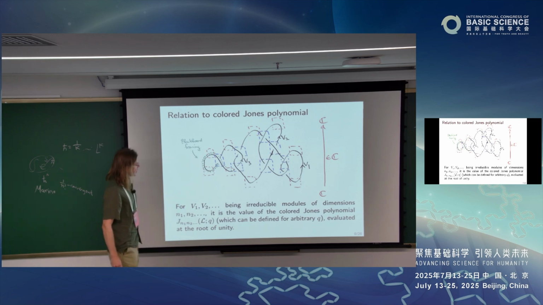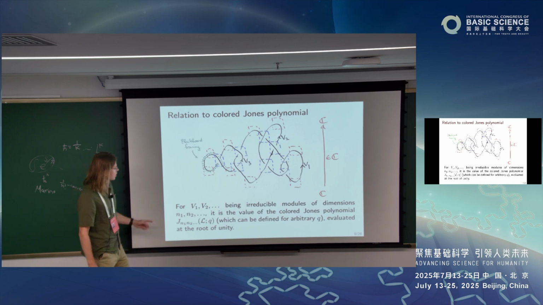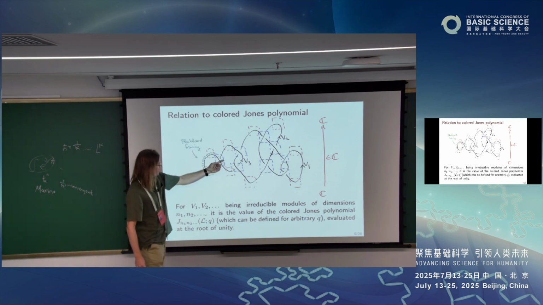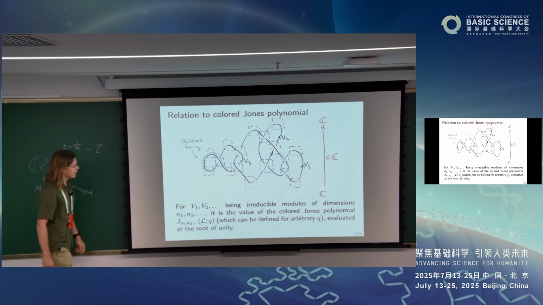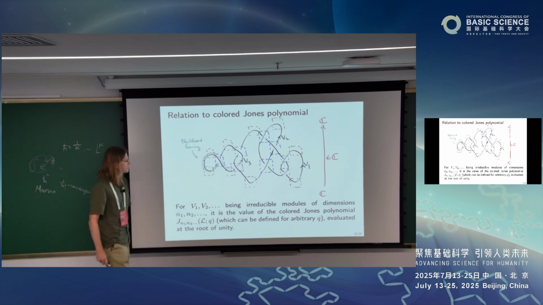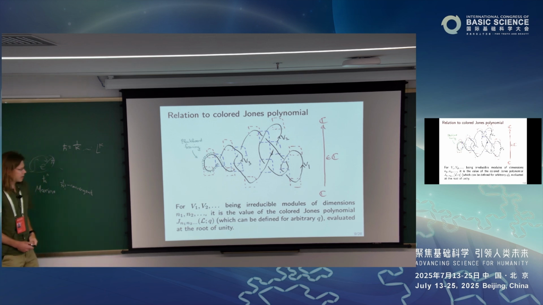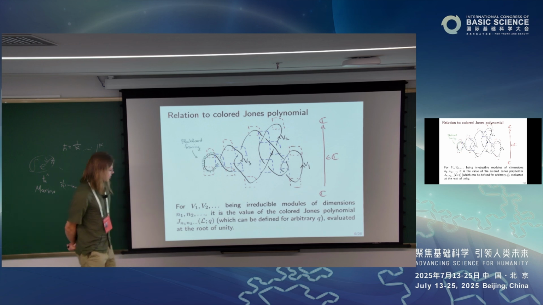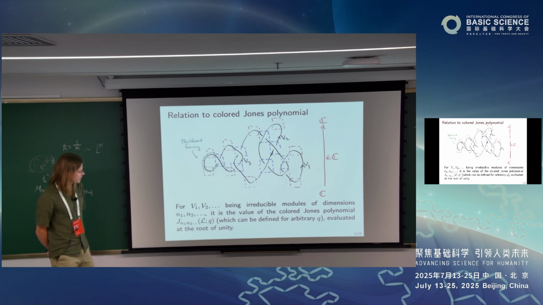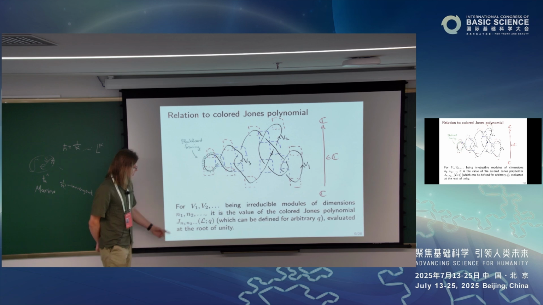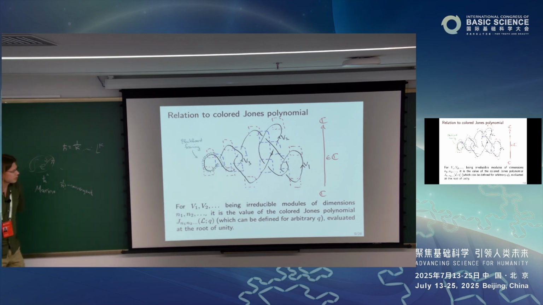Here it's important to mention that this gives us an invariant of framed links, where we assume that framing can be understood as a choice of nowhere vanishing normal vector to the component. Like here it's shown in green, and we use a convention of the blackboard framing, meaning this framing is parallel to the blackboard. In particular, if you take these modules to be irreducible modules of dimensions n1, n2 and so on, then this numerical invariant coincides with the evaluation of the Jones polynomial of this link, where the colors correspond to dimensions of these irreducible modules.